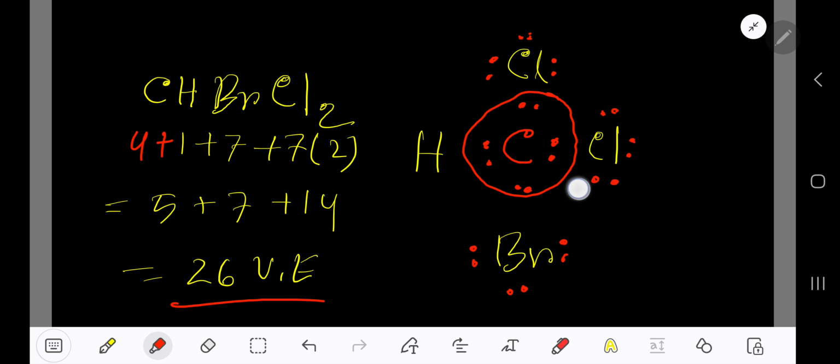Carbon is the central atom because it is least electronegative, plus it has the highest capacity of making bonds. You have 4 bonds, plus hydrogen is always considered an outer atom. You can replace this bonding pair by a line. So this is another way of showing the Lewis structure of bromodichloromethane.